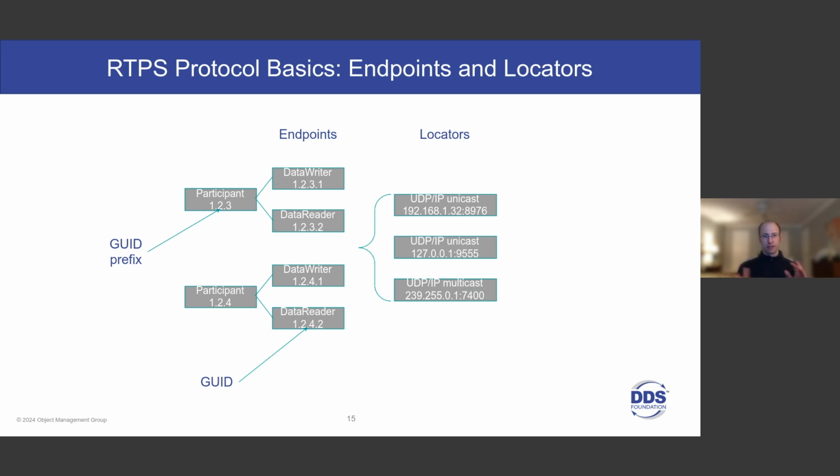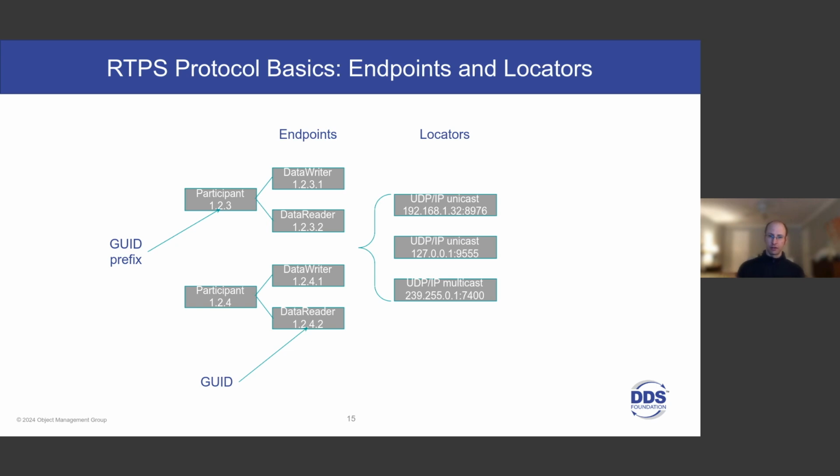So in this example, I've done 2 participants, each has a data reader and data writer. These could all be serviced by the same kind of RTPS implementation or RTPS instance, in which case they could all share a set of locators. So for instance, that top locator is a unicast for a UDP IP. The second one is a unicast but in this case, it's a local loopback address. Say you wanted to just communicate locally on the same machine.